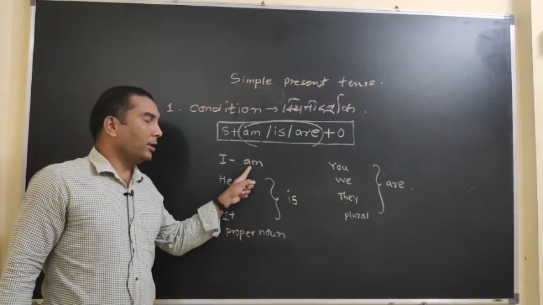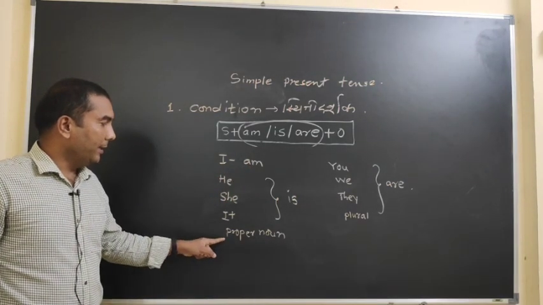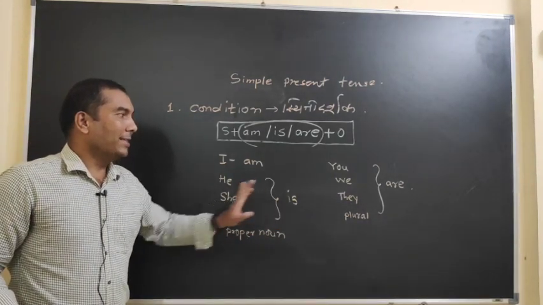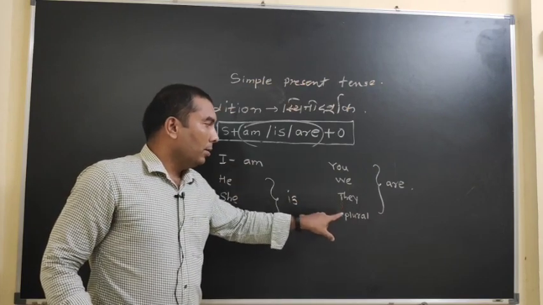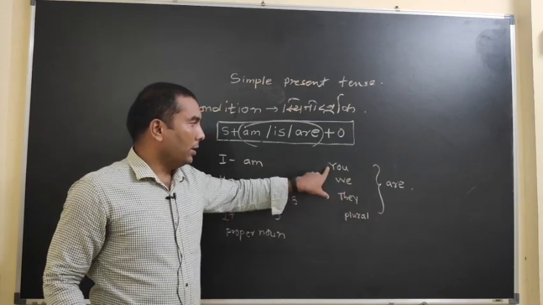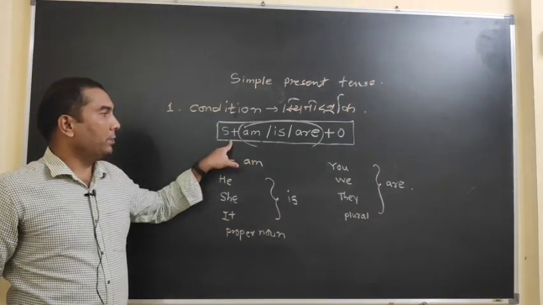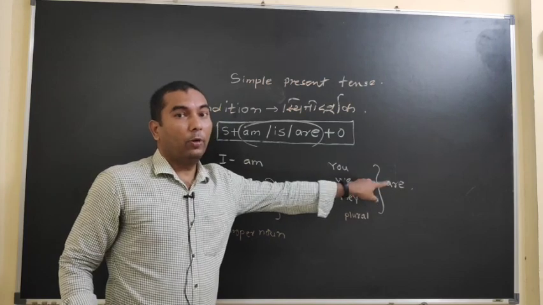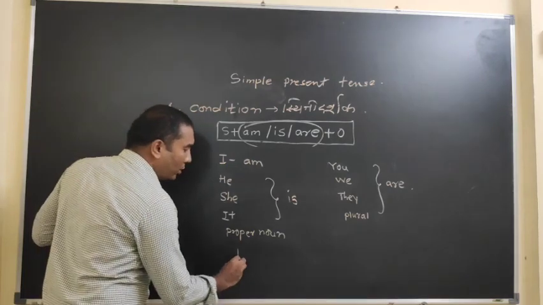Again I am describing to you, in front of I we can use am as a supporting verb. In front of he, she, it and a proper noun we can use is. You, we, they, plural words or pronouns, here that will be the plural noun, but these three are pronouns. When they are used in the place of a subject, then we can use are as a supporting verb or an auxiliary verb. Now you can say, what about this?